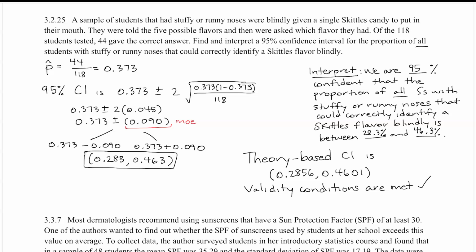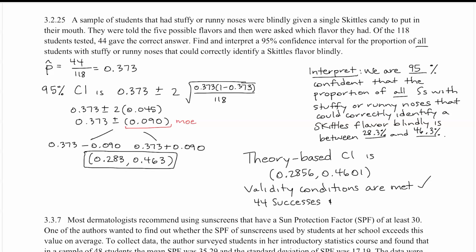And again, we really should note that the validity conditions are met. So it's okay to use a theory-based, and that's actually one of the reasons why the theory-based and the 2SD are so similar. It's okay and valid and proper and appropriate to use the theory-based method because the validity conditions are met. There are 44 successes.